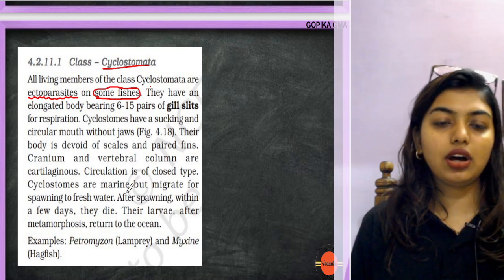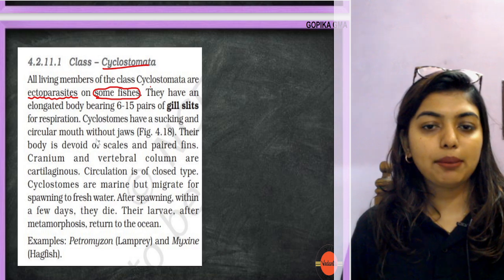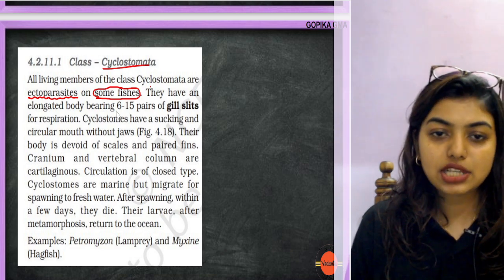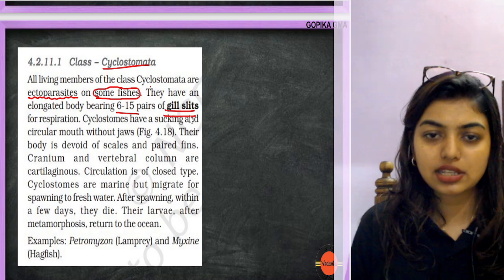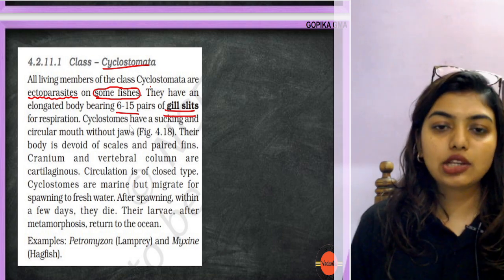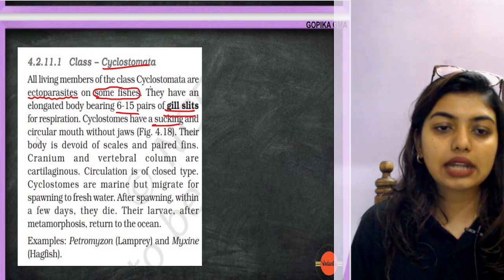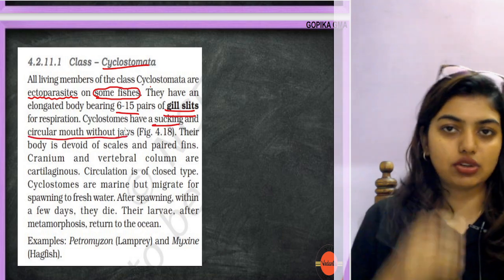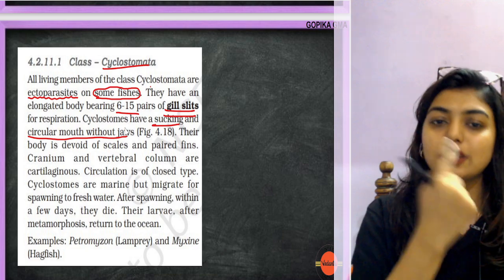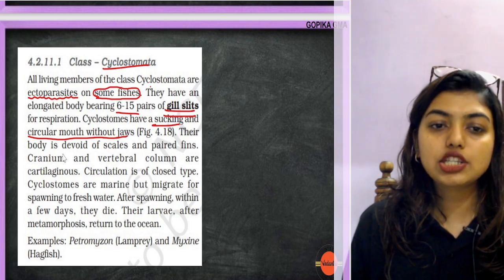They have an elongated body bearing 6 to 15 pairs of gill slits for respiration. Cyclostomes have a sucking and circular mouth without jaws. That is the reason why we have a category, yes or no, that they do not have jaws, but they have a circular mouth. Okay, their body is devoid of scales.